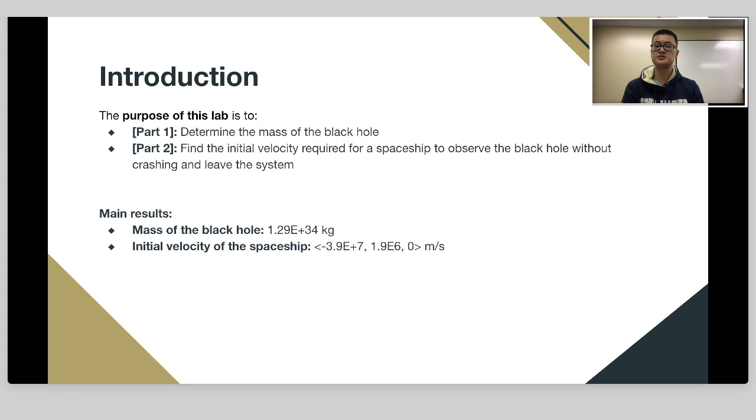The lab was split into two parts, determining the mass of a black hole by proxy of the star's trajectory around the black hole, and using the computational model to find the initial velocity of a spaceship that would need to get close to the black hole without crashing into it. The main results are previewed here.